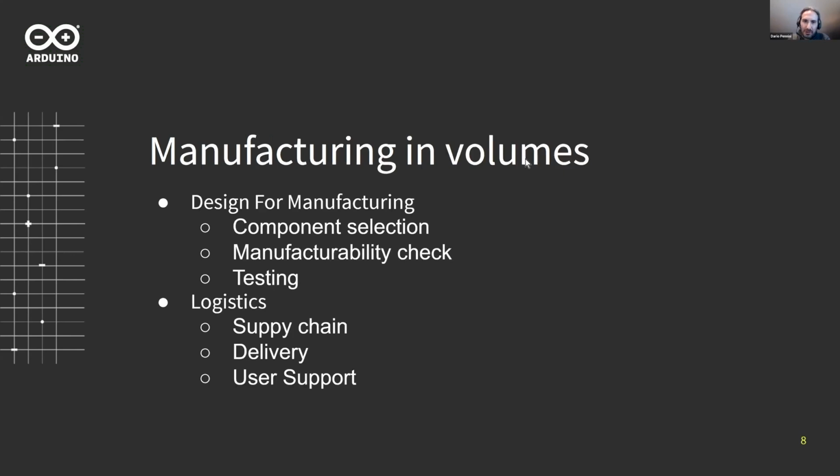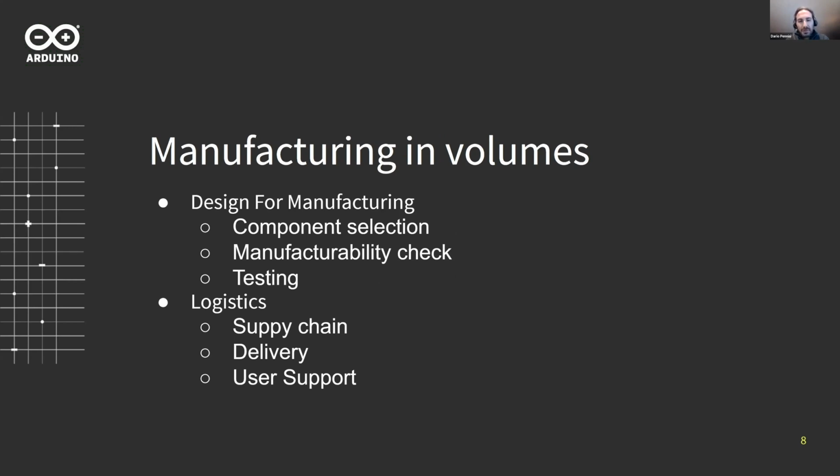So in terms of manufacturing in volumes, let's say that you planned everything, you designed everything, and now you want to manufacture. There are a few things that you have to take into account from day zero. The first one is design for manufacturing. What this means is that you have to, first of all, make sure that the components you select are available and will be available from the supply chain that you're selecting and that you have at end.